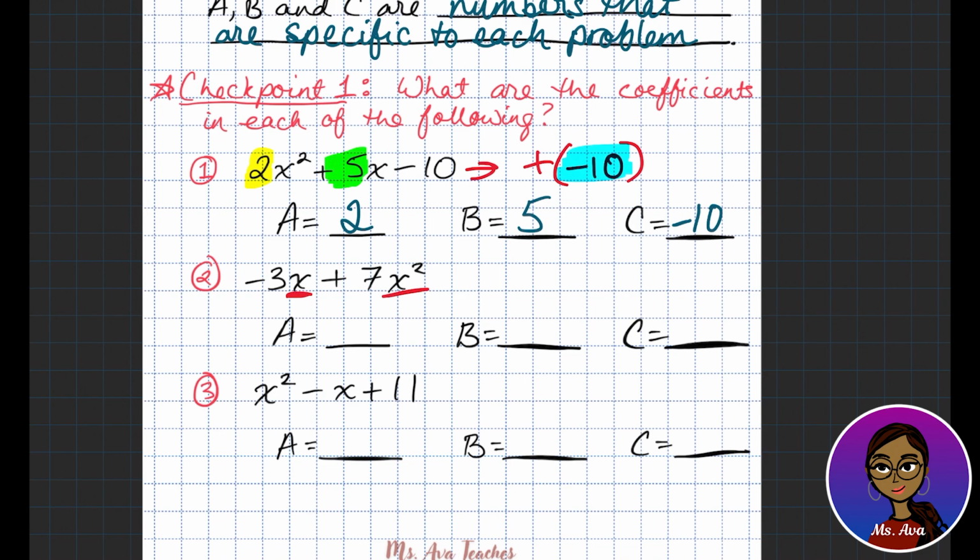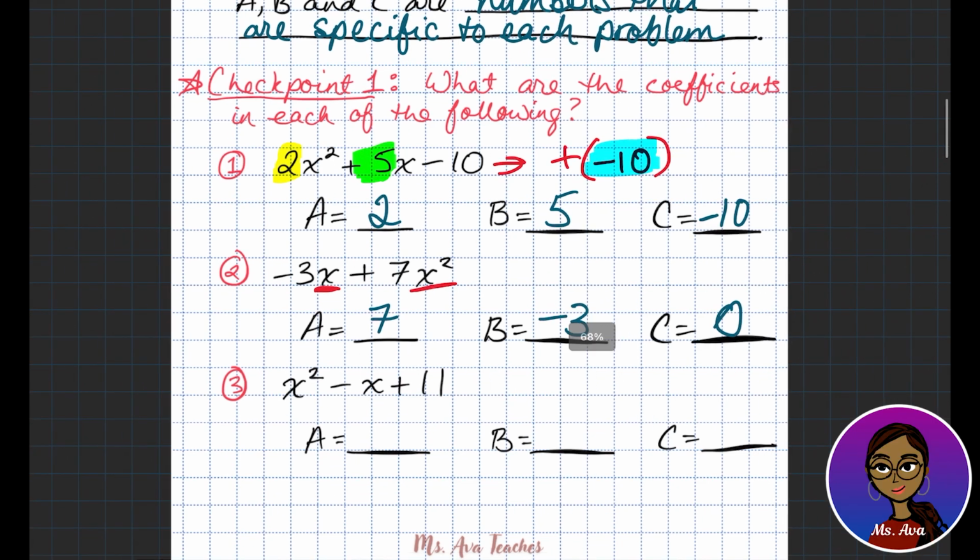So what's the a here? Oh, okay. So that would be the 7. Yes, awesome. And then the b? That's negative 3. Good. And then what would the c be? Do you just write a 0? Yes, the c in this case is 0, the constant.